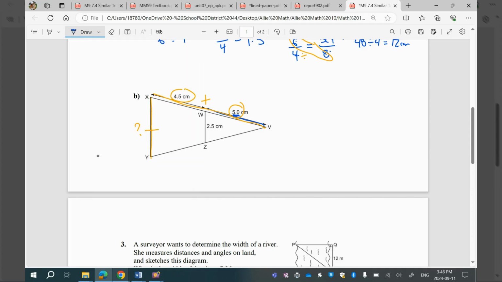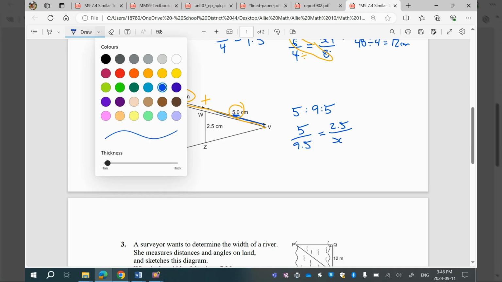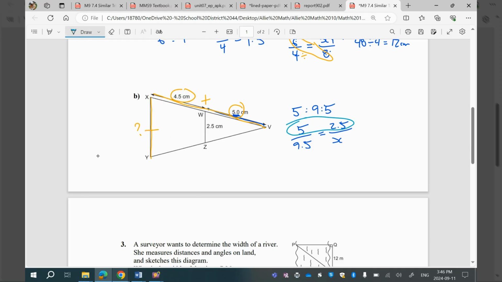So we know the ratio is 5 to 5 plus 4.5, which is 9.5. So we can show this as a fraction, 5 over 9.5, and that is equal to 2.5 over x. 2.5 over we don't know. When you set up an equation like this, you want to line it up. The 5 and the 2.5 are from the same triangle, so we line those up across from each other. And 9.5 is lined up with our question mark.